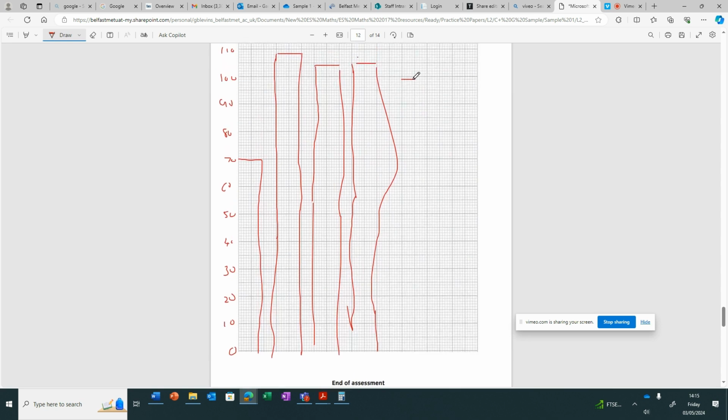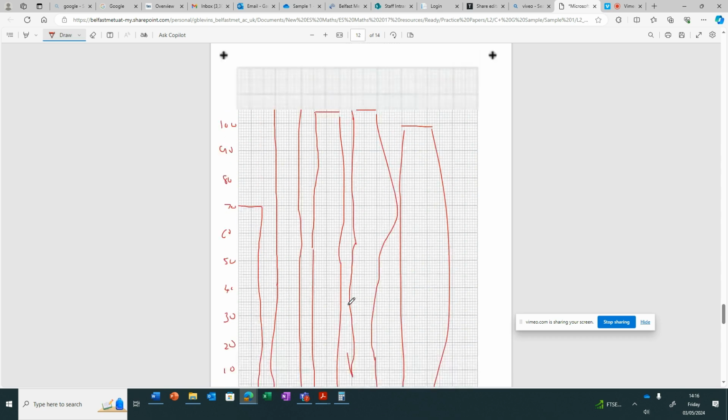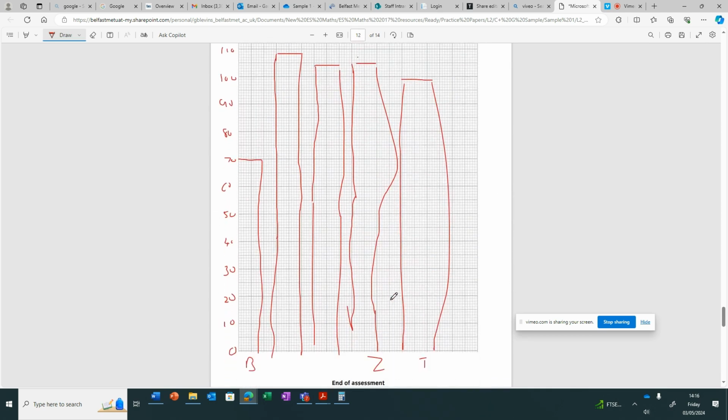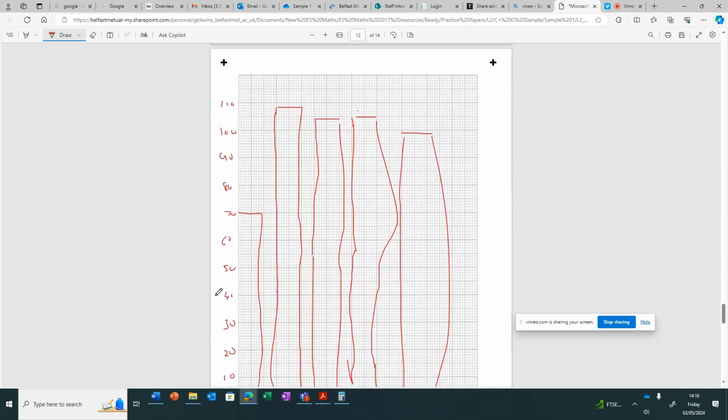Give them their names. So Boris, Terry, Sinab. Obviously you can use the full name. That was Millie actually in the question. And then what we have here, we have their scores going up the side. Just write the word scores. And that's it. And you'll get marks for that.